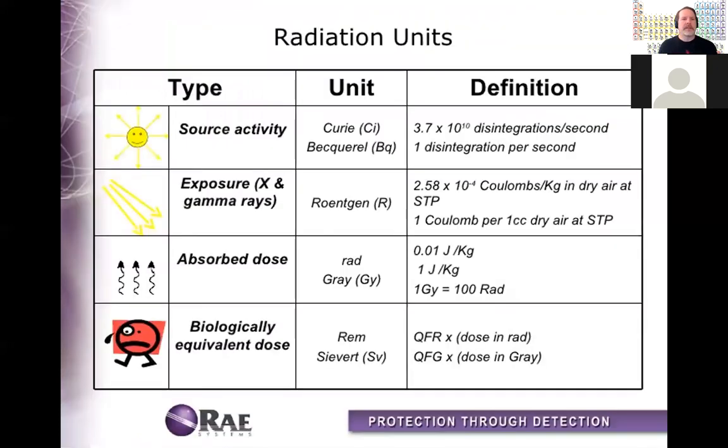All right. So how do we measure? How do we think about all this damage? Well, first, as we were saying, where's the source? What's it coming from? How many disintegrations per second? How many curies are coming off? And then it's really how far you are away from that source, I would say.